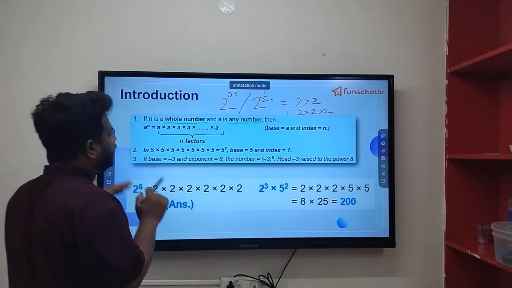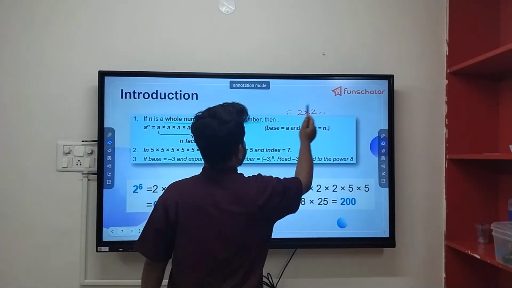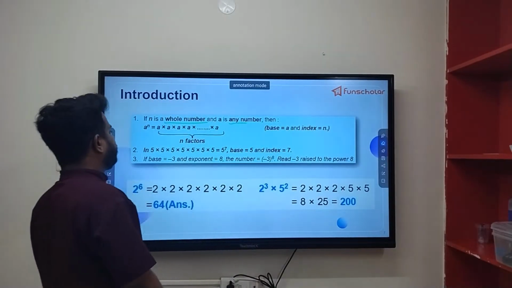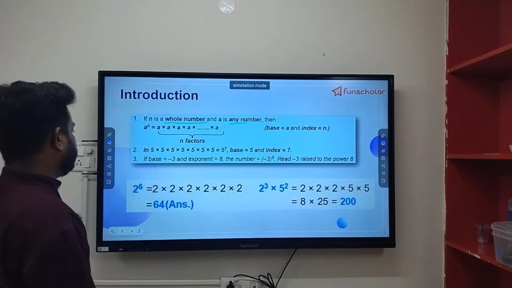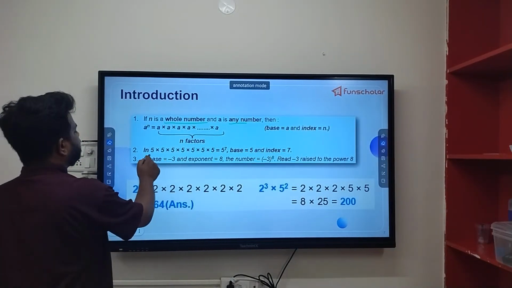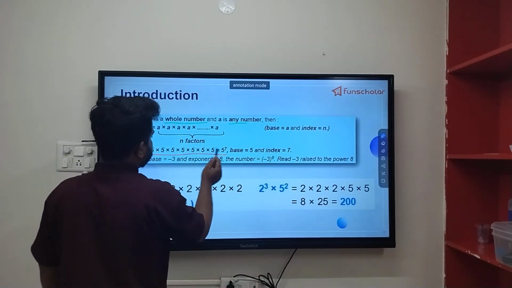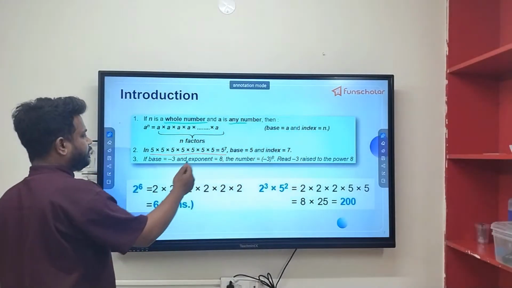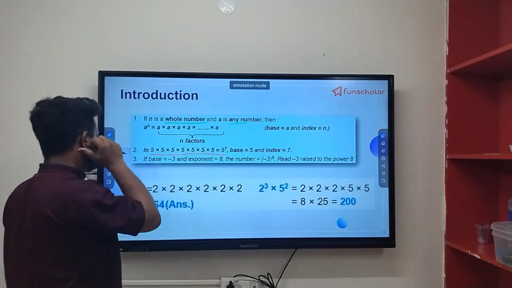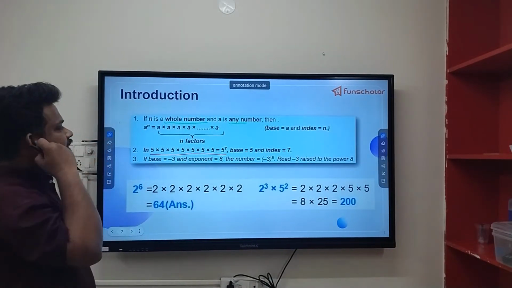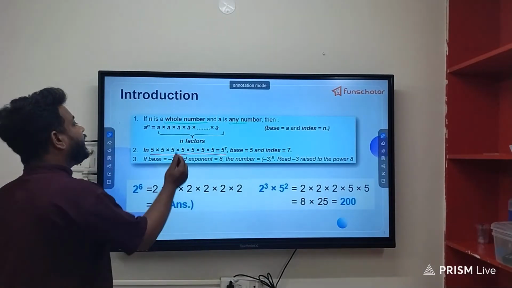So currently we have to take the whole number as the power. Where a will be the base and n will be the power. And just like they have also written 5 into 5 into 5 here 7 times. So the base is now 5 and the index or the power will be 7. Just like I have told, a is any number.